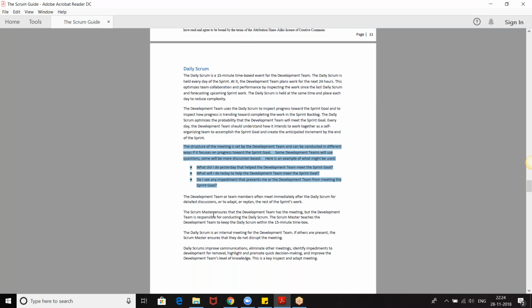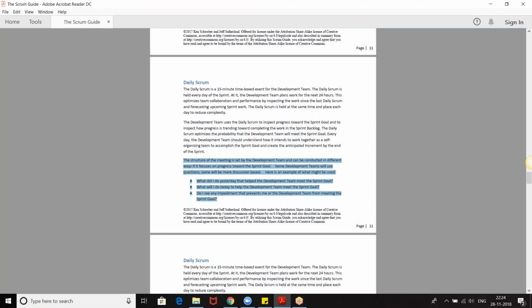So for the first 2-3 sprints, I used to join the meetings, but I let the team discuss. Initially, I used to facilitate the meetings. Then I delegated the responsibility to one of the development team members, and that person used to drive the daily scrum meetings.